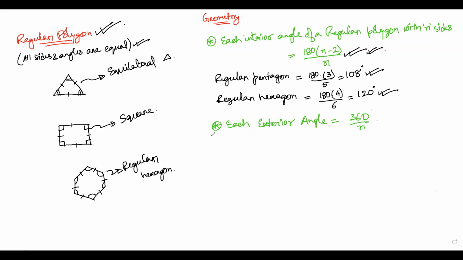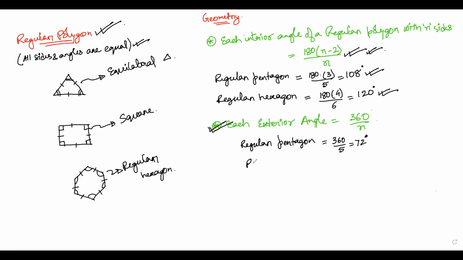Also, since the sum of all the exterior angles of a polygon is 360 degrees, each exterior angle of a regular polygon would be 360 upon n, that is, the number of sides. So for a regular pentagon, each exterior angle would be 360 upon 5, which would be 72 degrees.